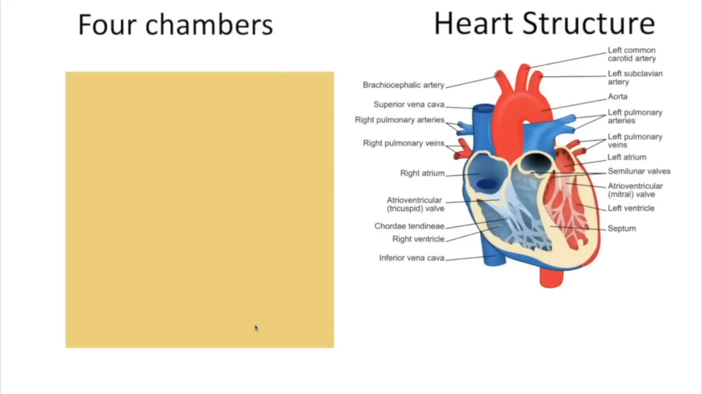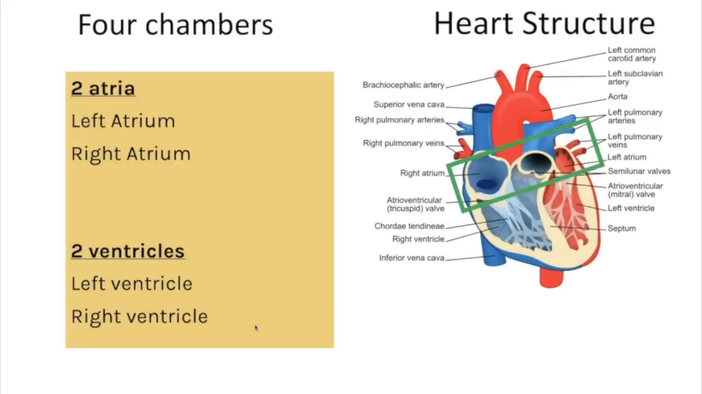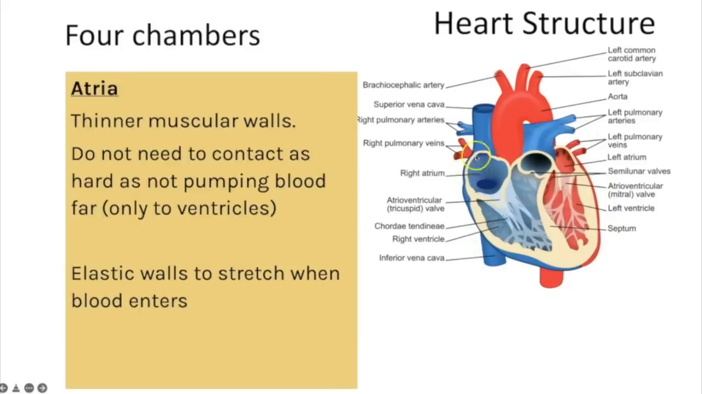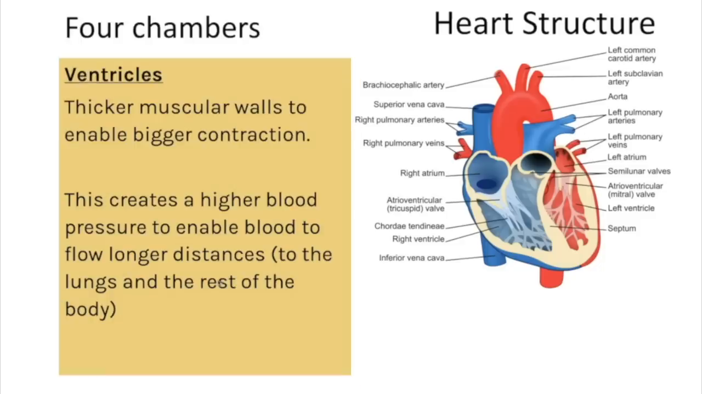So you need to know some of the key structures of the heart. First of all, there are 4 chambers. We have 2 atria at the top, and we have the 2 ventricles at the bottom. The atria have thinner muscular walls, and that's because they don't need to contract with as much force because they're only delivering the blood from the atria into the ventricles. They also have elastic walls so that they can stretch when the blood is entering.